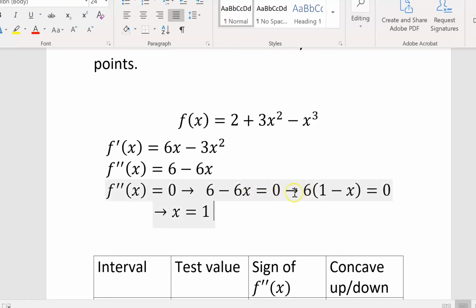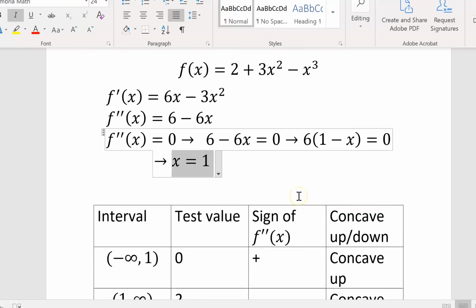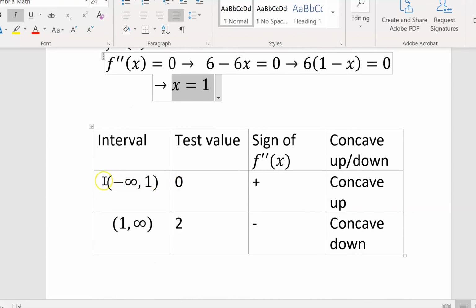And then you factor out the 6. You get 6 times (1 minus x) equals 0, which will give you x equals 1. So now, just like the first derivative test, 1 is an important point. That's where the concavity, if it changes, will change. We don't know that. So we draw a little table. We take two intervals, negative infinity to 1, because that's the place where it might change, and then the other one will be 1 to infinity. Only where the second derivative changes do we take into consideration.